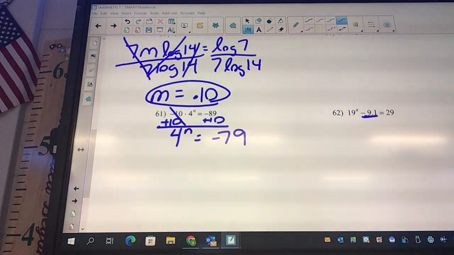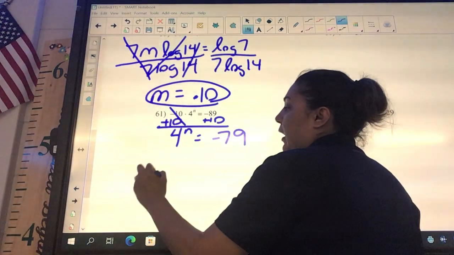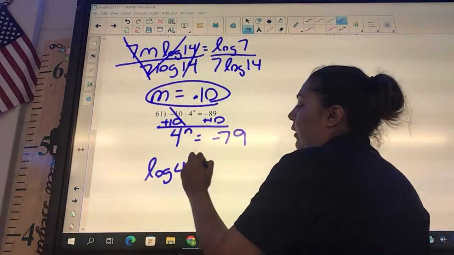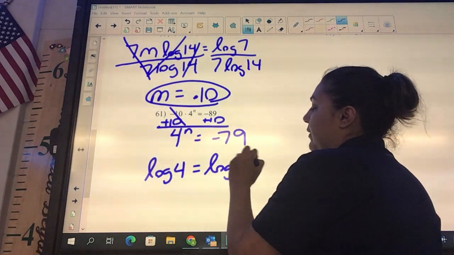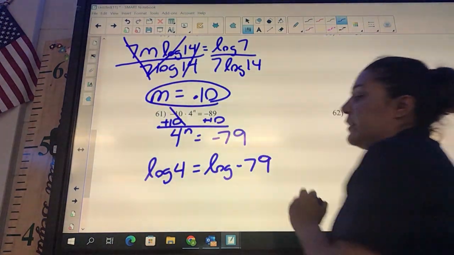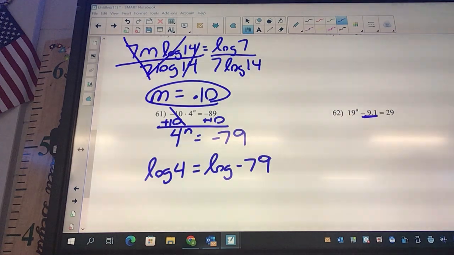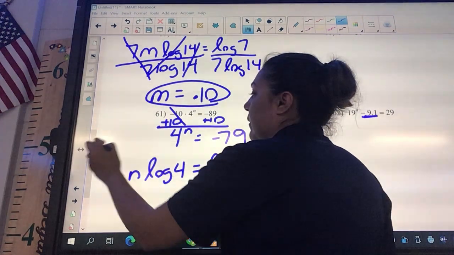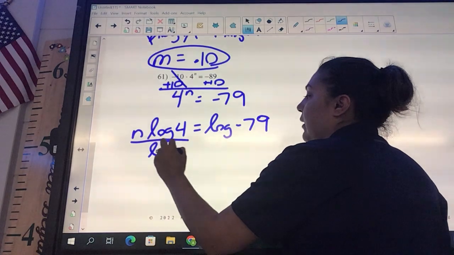Okay, now it looks like some of the old ones. So we can say log of 4 to the n equals log of negative 79. What happens to that n? It goes in front. And we say divided by log of 4.